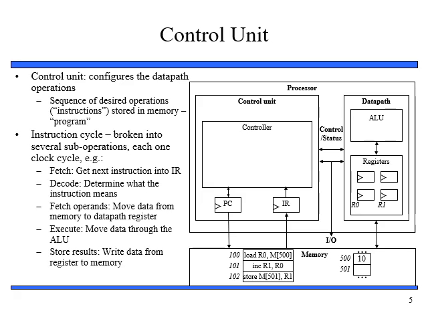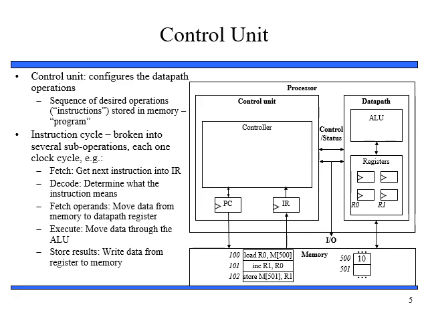In second, decode, determine what the instruction means. Third, fetch operand, move data from memory to data path registers. Number 4, execute, move data through ALU. Number 5, that's the last, store result, meaning write data from register to memory. So you need to make sure that each instruction is broken into several sub-operations and each one of them takes a single clock cycle. Now we will look into these sub-operations one by one.